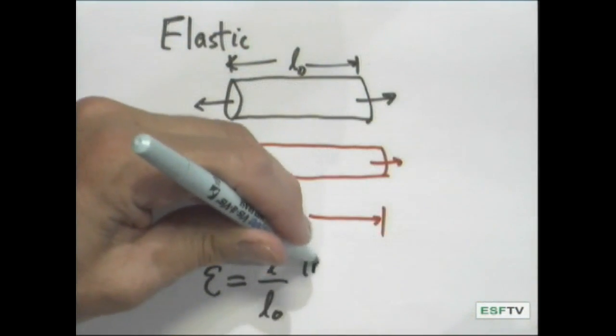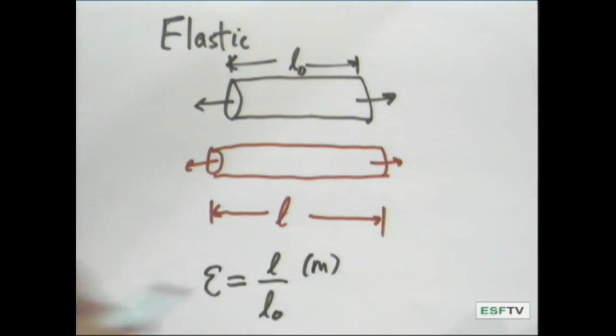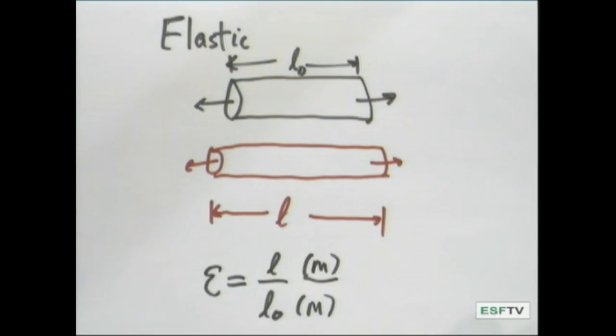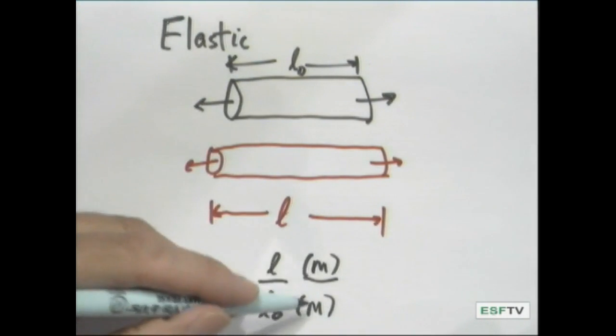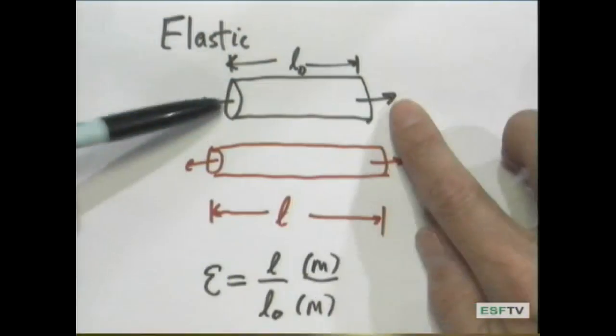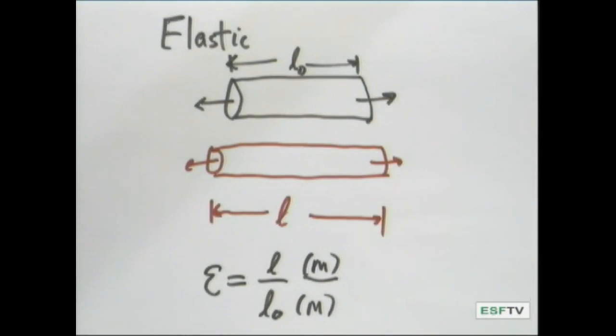The units that are associated with length are meters. The units that are associated with the unstrained length are also meters. And of course, as we've seen before, units can be treated essentially as quantities. So meters cancels meters, and this is essentially a dimensionless number. Now, when we have an elastic deformation, if we release this strain, if we release these forces, this object will spring back to its original shape, and when that happens, that's called an elastic deformation.